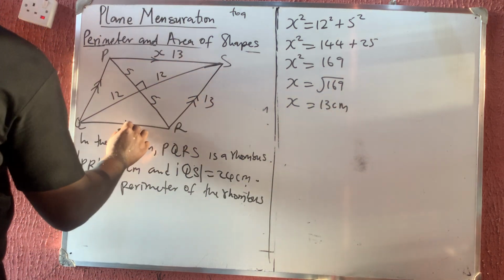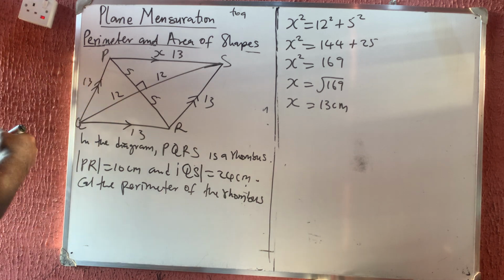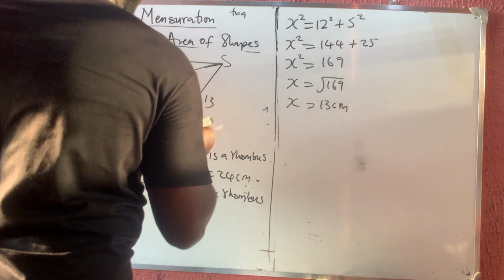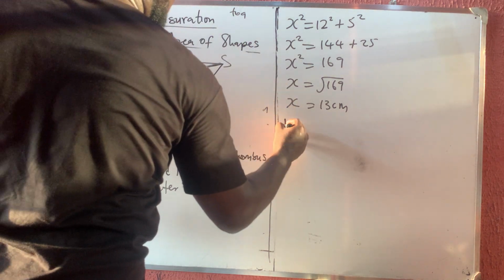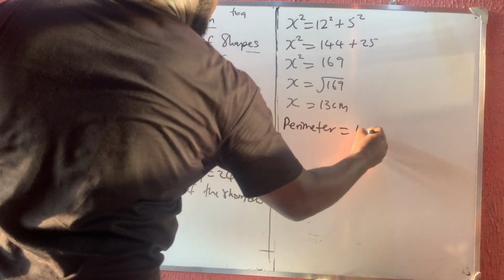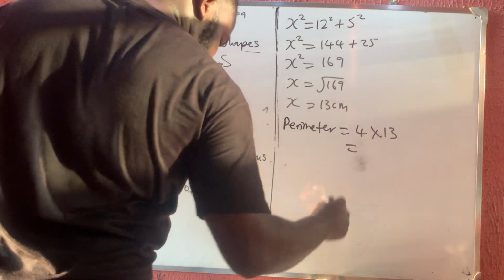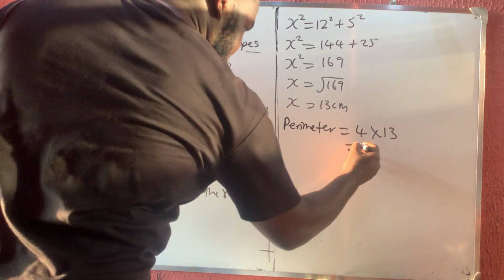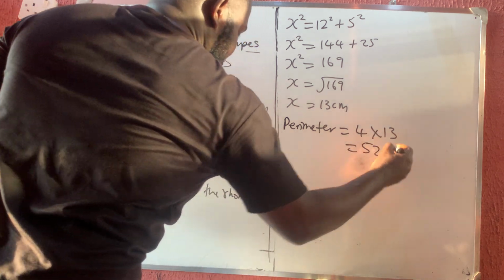Since it's a rhombus, everywhere should be the same: 13, 13, 13, and 13. So the perimeter is simply to add all the sides. So the perimeter should be equal to 4 times 13, which is equal to 52 cm.